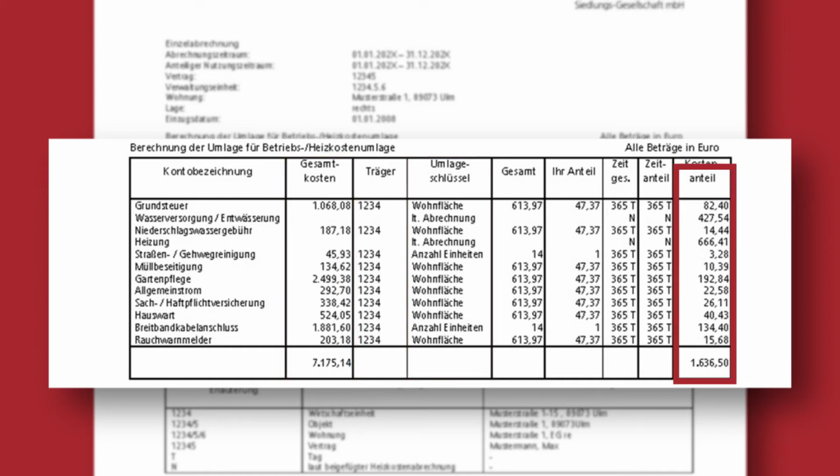Your share in the costs. We have calculated all costs payable for your flat during the past year. If you moved in or out during the current year, you will find your individual utilization period here.